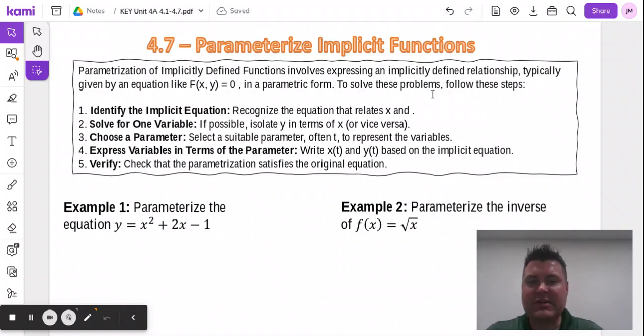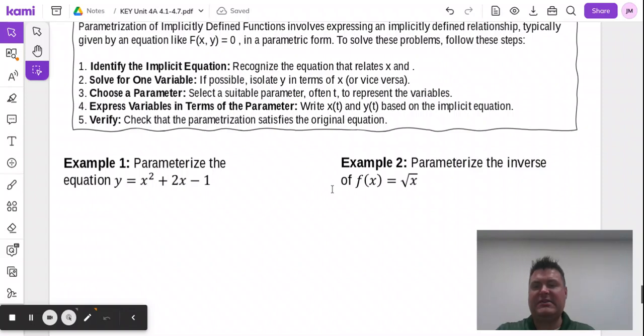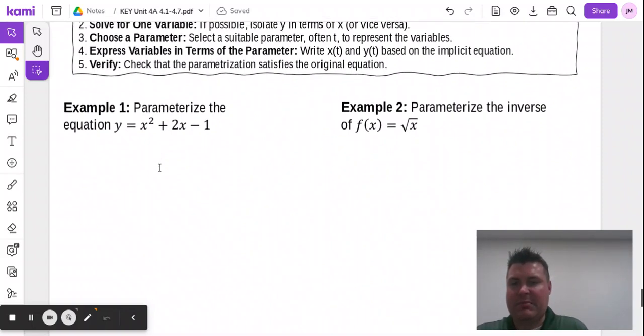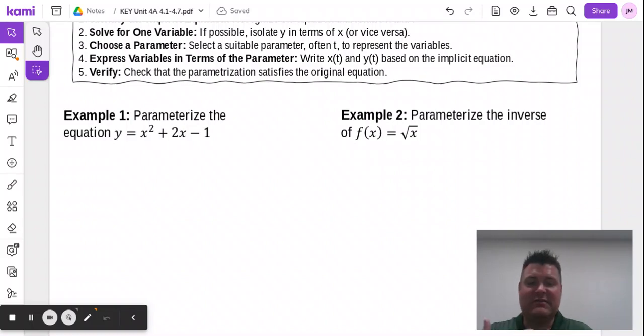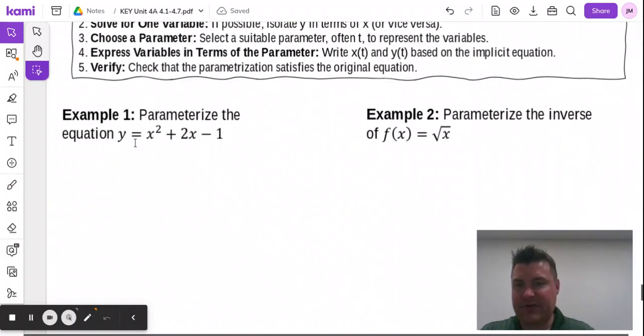We're going to parameterize implicit functions, really, and explicit functions as well. You can have directions up top there and how to do that. Essentially, we're going to look at the implicit equations or explicit equations, solve for one of the variables, choose the parameter, express the variables in terms of the parameters, and then verify. I'm not going to verify these, but you can always verify these yourself just by plugging them in or even using Desmos to see if they match. So here we go. Here's the first one we're going to talk about.